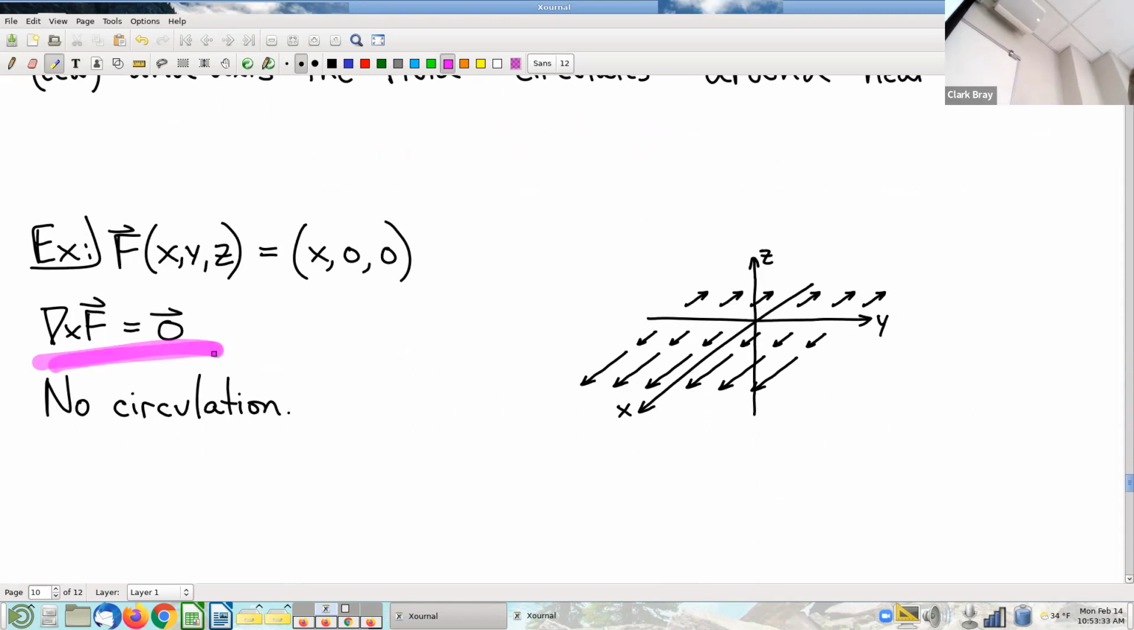Yeah. What did you say the magnitude of the curl represented again? So the magnitude represents how much of a tornado there is, and the direction of the curl tells you around what axis the tornado is spinning. So here the magnitude is 0 because there's no spinning. Yeah. Okay.